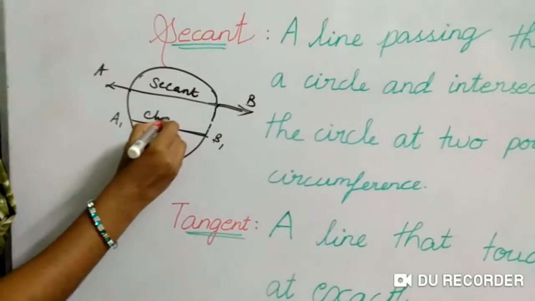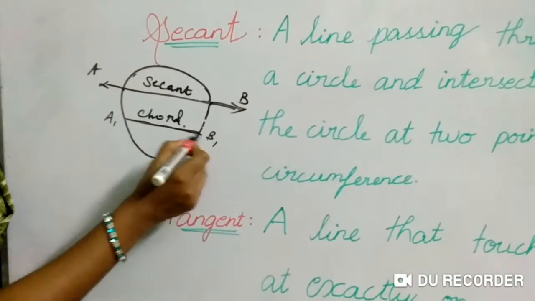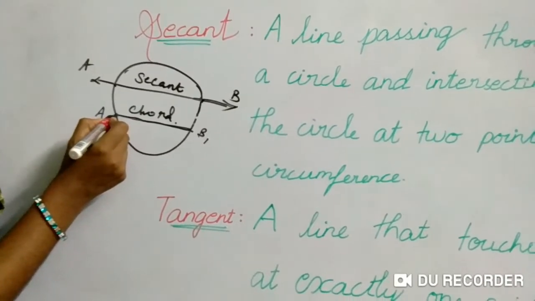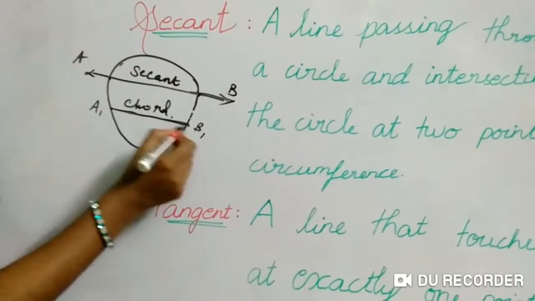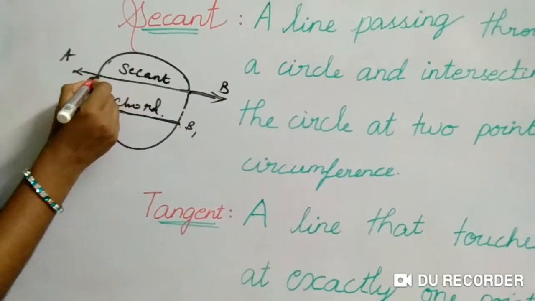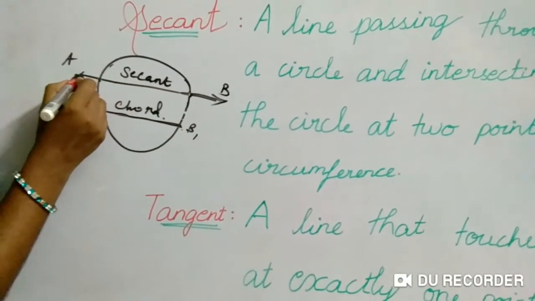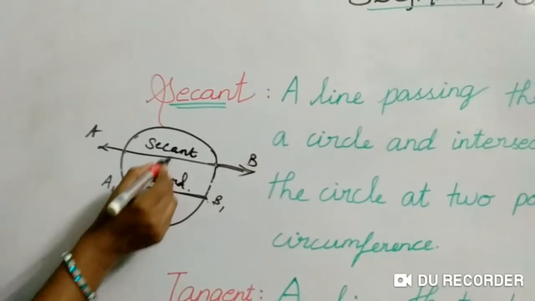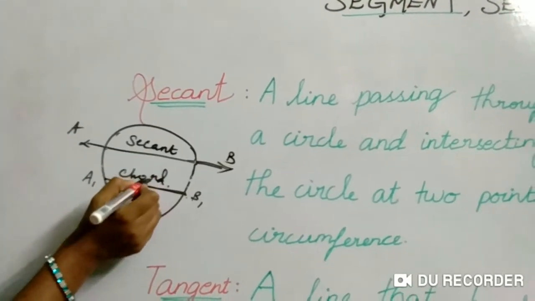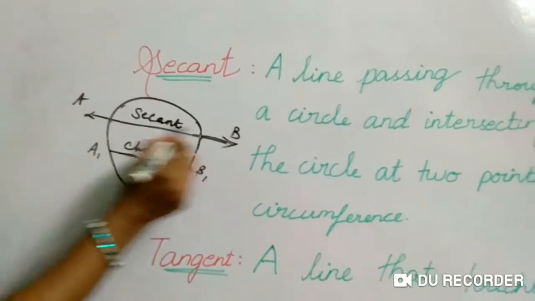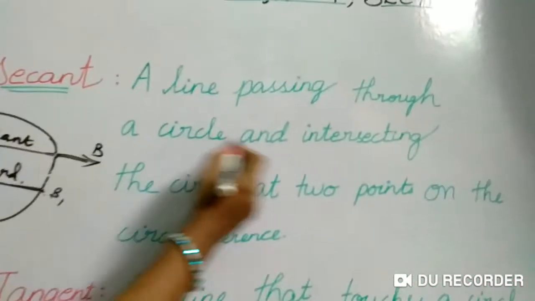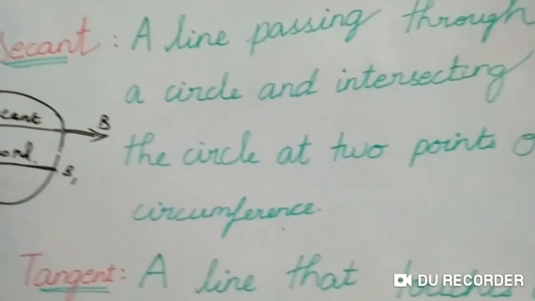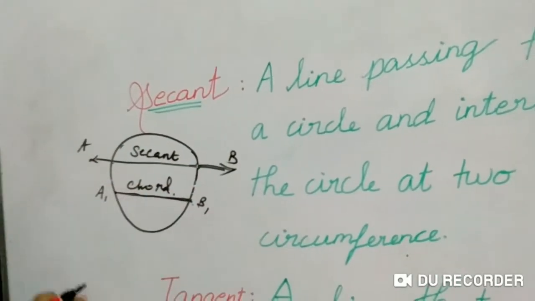This is a chord. Chord means its endpoints must lie on the circumference of the circle itself. But here, look, it just meets the circumference, but those are not its endpoints. This line's endpoints do not lie on the circumference. So this is the difference between secant and chord. You should understand this carefully. A secant is a line passing through the circle and intersecting the circle at 2 points on the circumference of the circle. This is the secant.